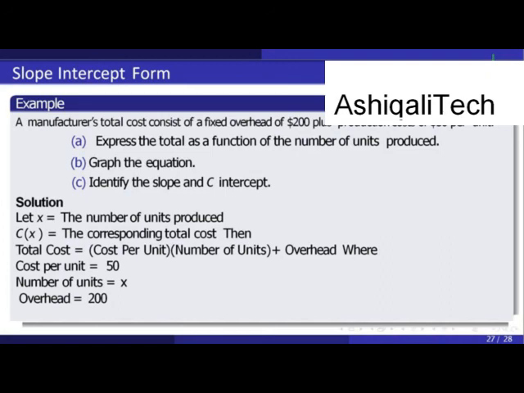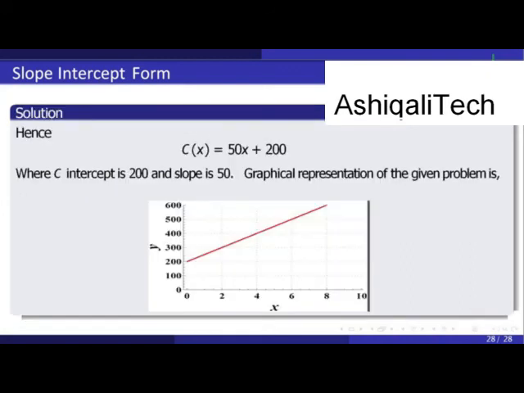Let x be equal to the number of units produced. Let C of x be the corresponding total cost. Then total cost is equal to cost per unit multiplied by number of units plus overhead cost, where cost per unit is 50, number of units is x, overheads are 200. Therefore, the equation will take the form C of x is equal to 50x plus 200.